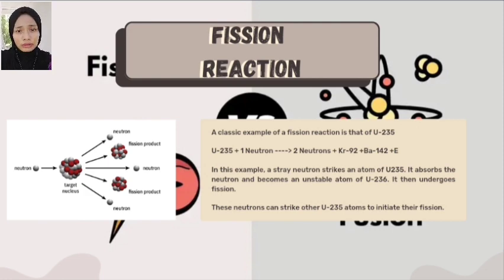In this example, a stray neutron strikes an atom of U235. It absorbs the neutron and becomes an unstable atom of U236. It then undergoes fission. These neutrons can strike other U235 atoms to initiate their fission.